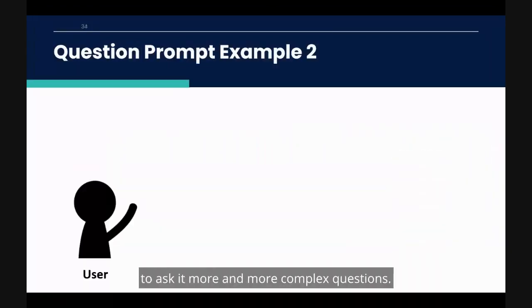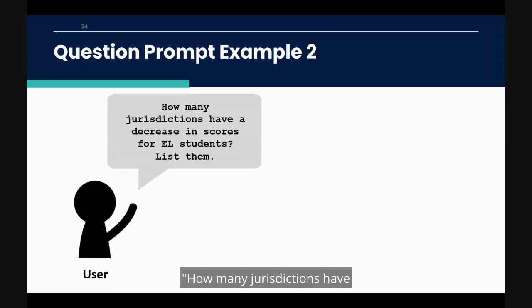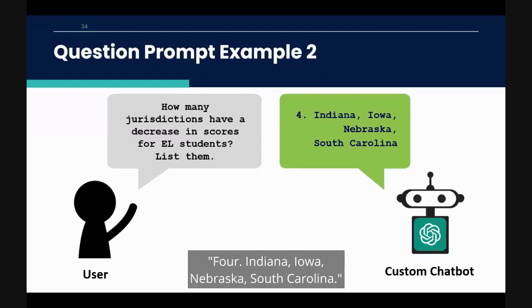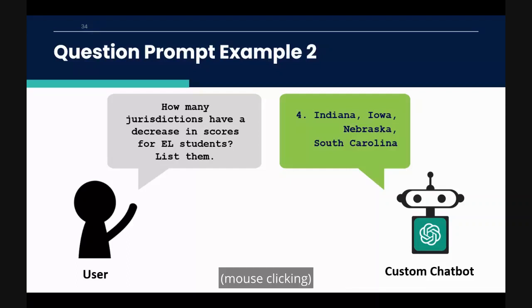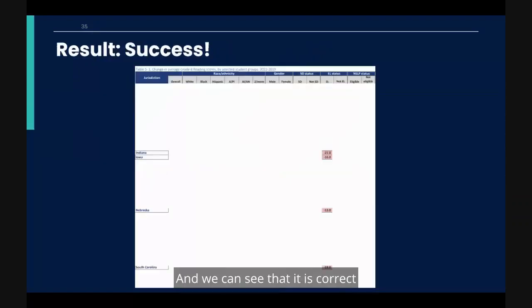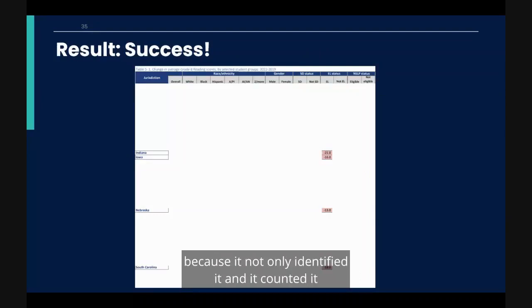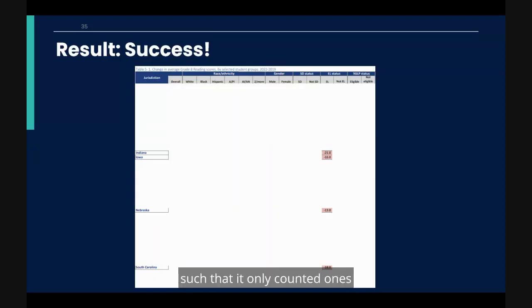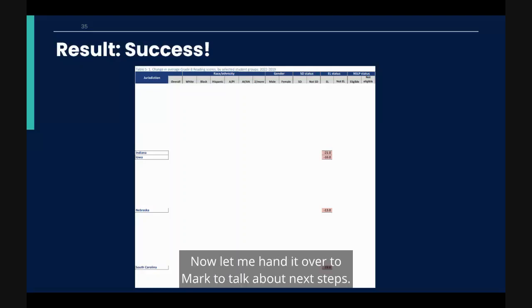And then we progress to ask it more and more complex questions. And one of the more complex questions are, how many jurisdictions have a decrease in scores for EL students? List them. The response was 4. Indiana, Iowa, Nebraska, South Carolina. And you can see that it is correct. And it's a complex question because it not only identified it, and it counted it, and we were able to train it such that it only counted ones that were statistically significant. Now let me hand it over to Mark to talk about next steps.